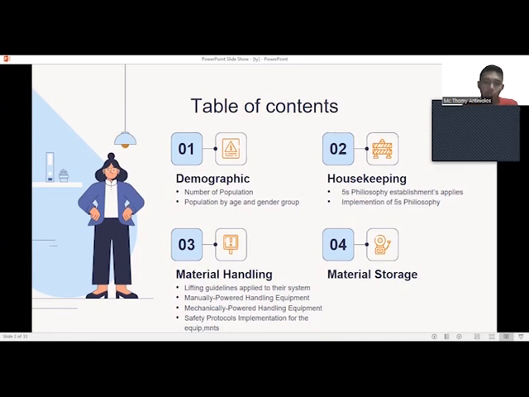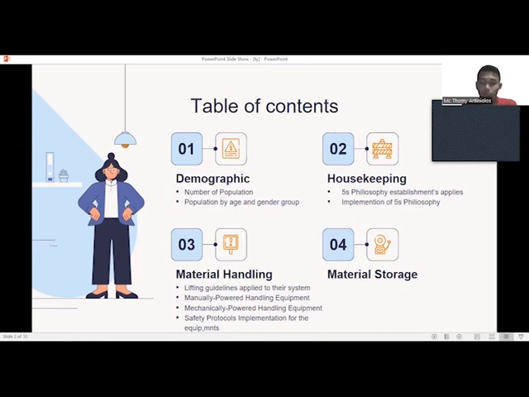Number 3, material handling. Lifting guidelines applied to their system, where we discuss the most common lifting regulations they use for their method or procedure. Manually powered handling equipment, where we determine whatever manually powered handling equipment is being used by them. Mechanically powered handling equipment, where we determine which mechanically powered handling apparatuses they employ.